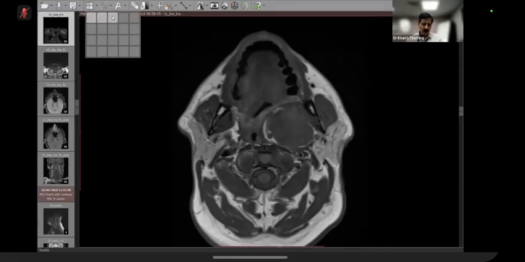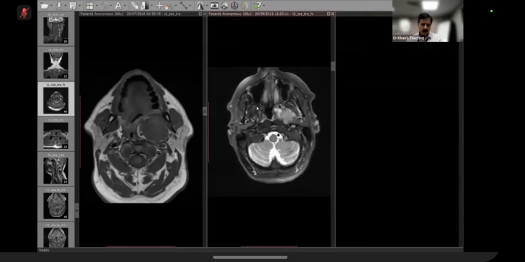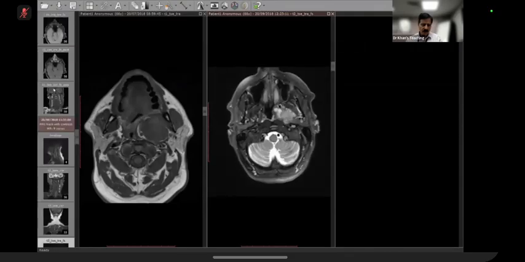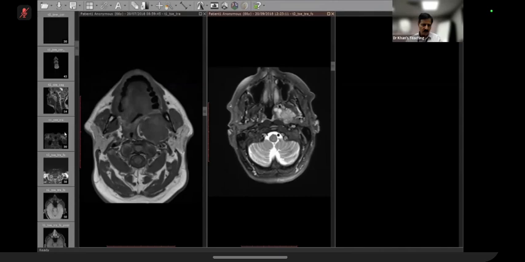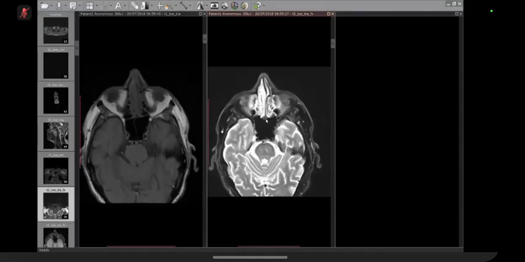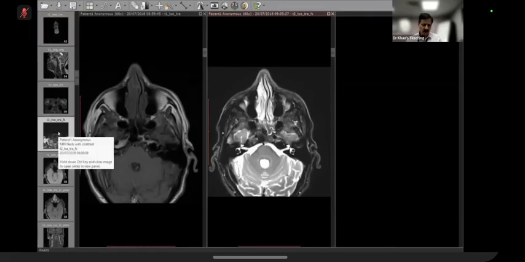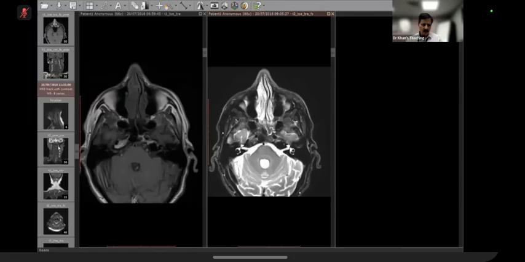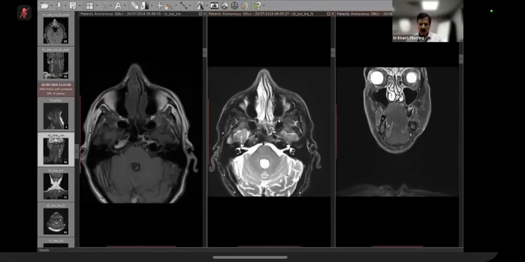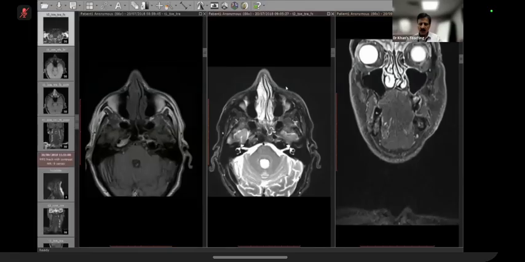Okay, let me give you 2 more sequences, and now you are reporting this, right? Just 1 second, please. Sure. Let me give you this one, and then I will give you a coronal. So this is a stir axial, stir coronal, and let me slightly blow it up. Over to you.